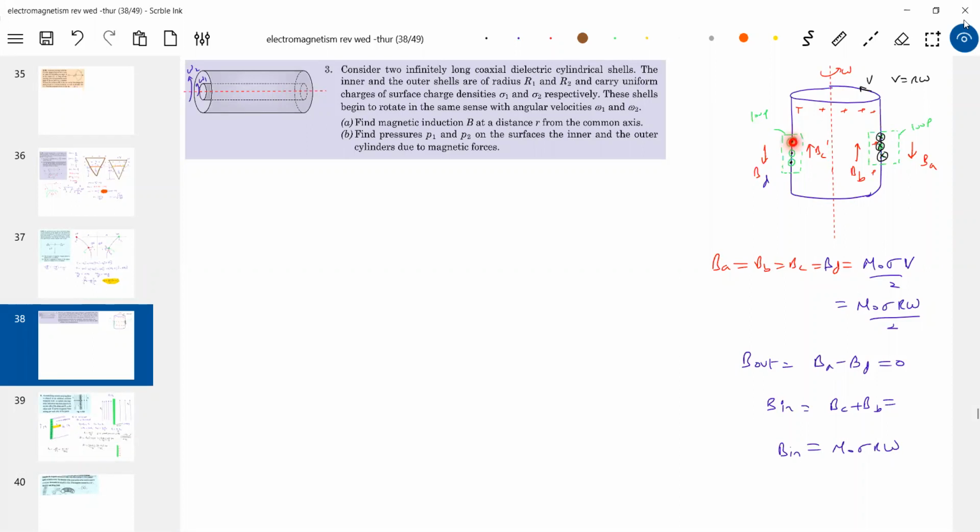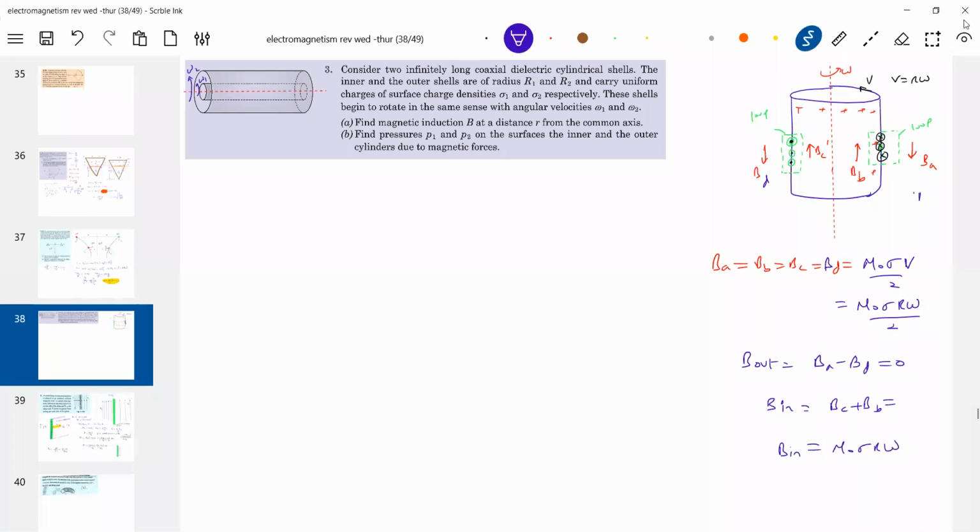So if a long wire is there, it will produce a field in the direction. Here BC will be upward, BD will be downward. Here BA downward, BB will be upward. So the field at this point will be the resultant of these two. Okay, I think I'm the field at this point.